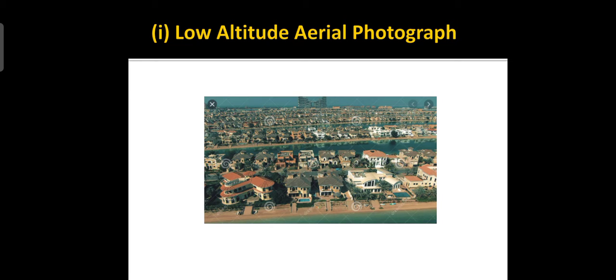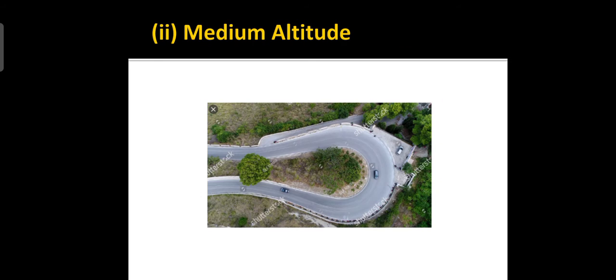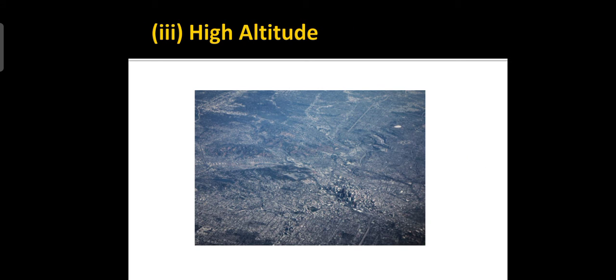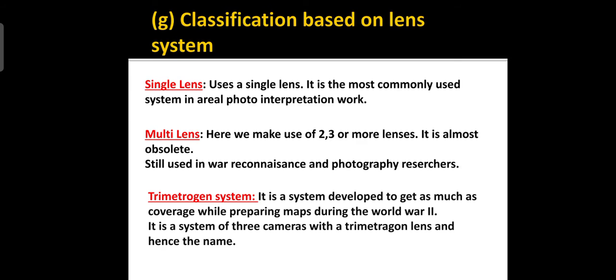Now this is low altitude photography. We can see the objects at a larger size. Then with high altitude, the objects are small. When we get into medium altitude, the size of the object reduces. With high altitude, we have a large coverage of area, but we cannot really identify the individual objects in the imagery. Now, the classification based on lens system.